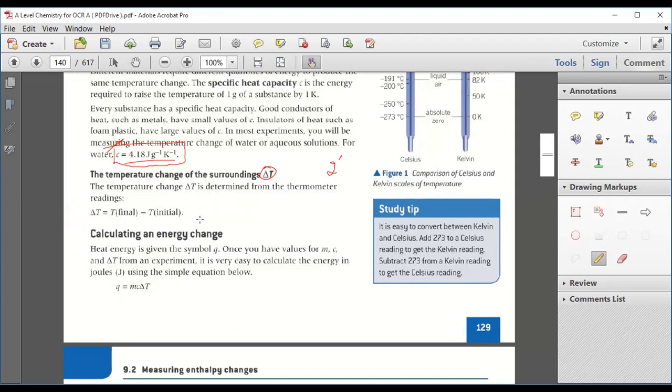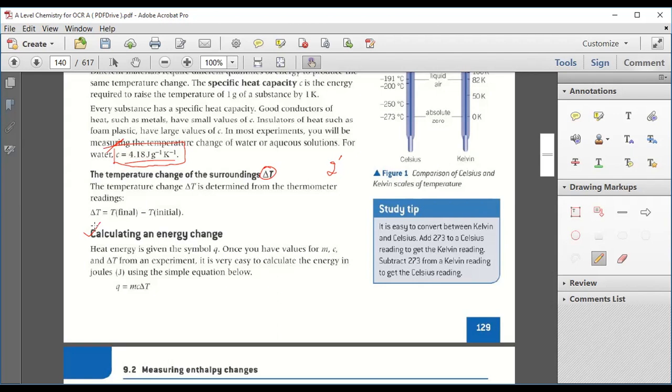Okay, now calculating energy change. The temperature change is clear. Suppose initially the reading is 26 degrees Celsius. If you heat it, it will become 42 degrees Celsius. So 42 minus 26 will be your answer, and that will be the temperature change.